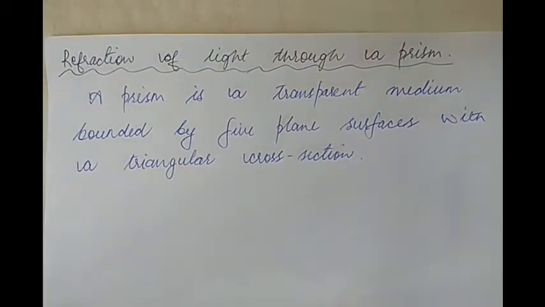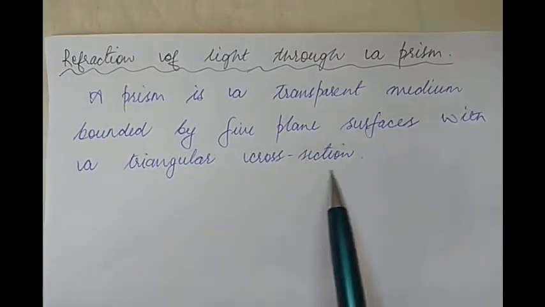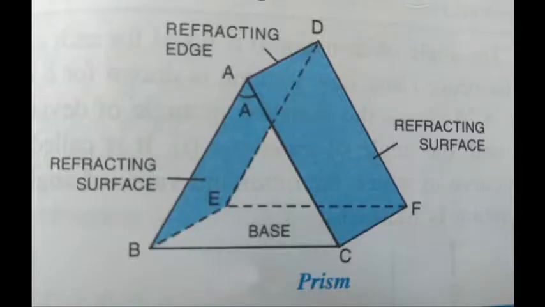So a prism is a refractive medium which is bounded by 5 plane surfaces, out of which 3 will be rectangular and 2 will be triangular. And thereby the cross-section of the prism is also triangular. So this is what a prism looks like.